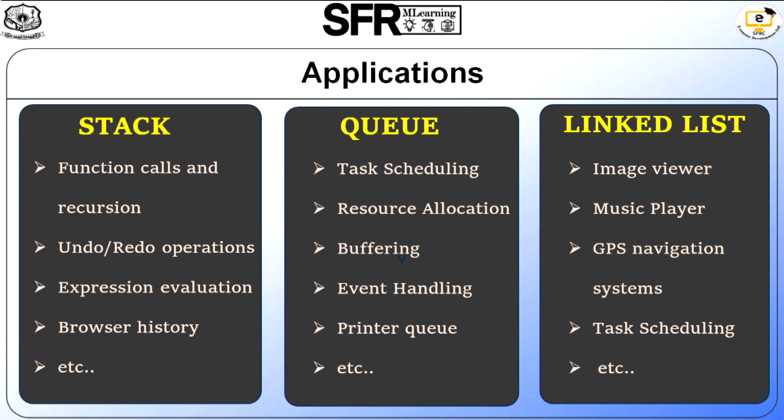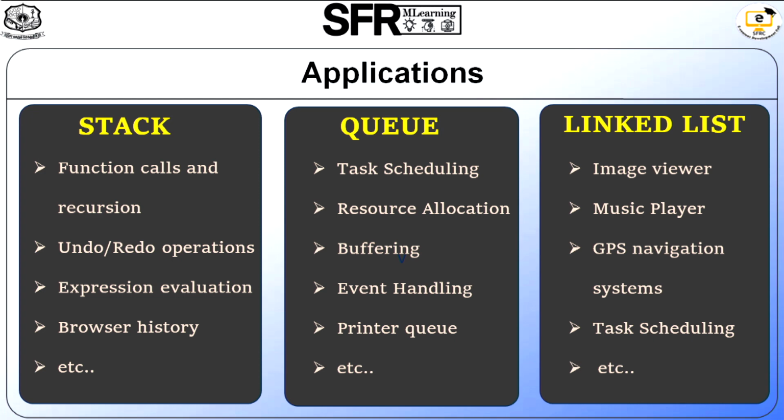In a queue, the applications are task scheduling. The first allotted task will first get the CPU timing, right? Resource allocation: the first allotted process will get the resource. Also buffering, event handling and the printer queue. These follow the queue data structure concept.